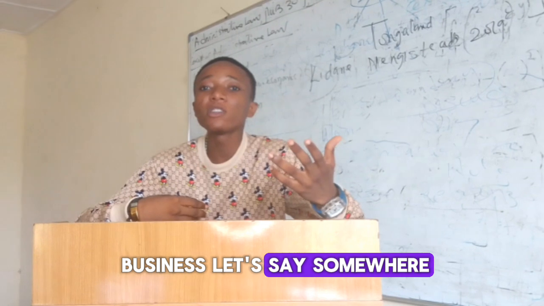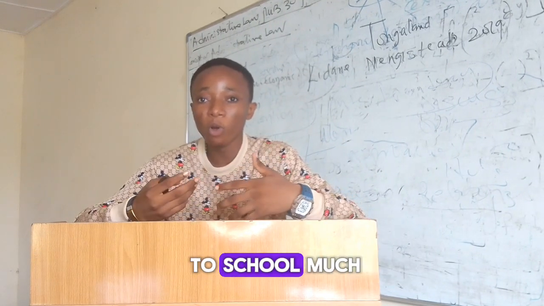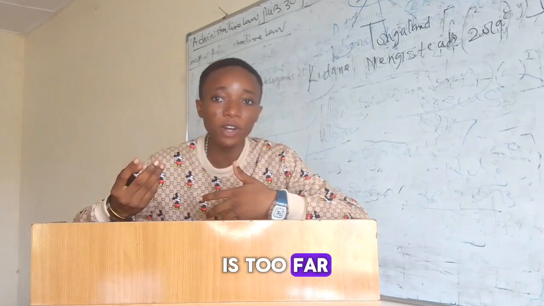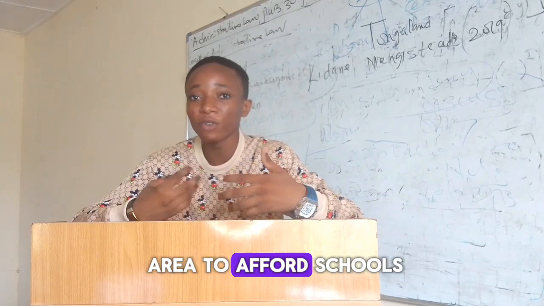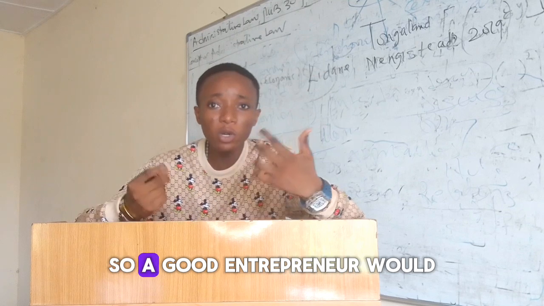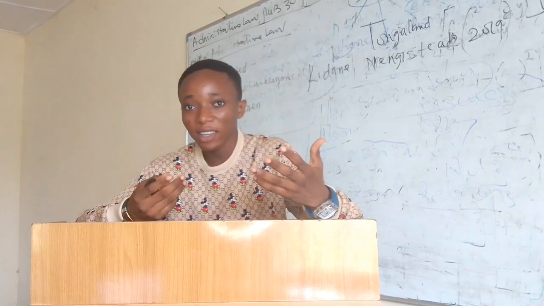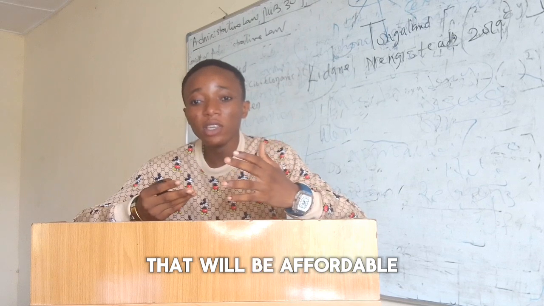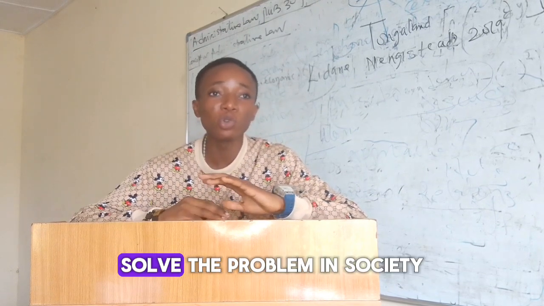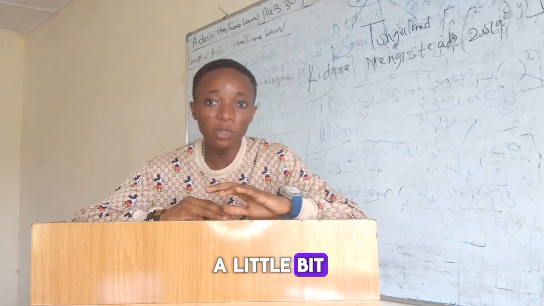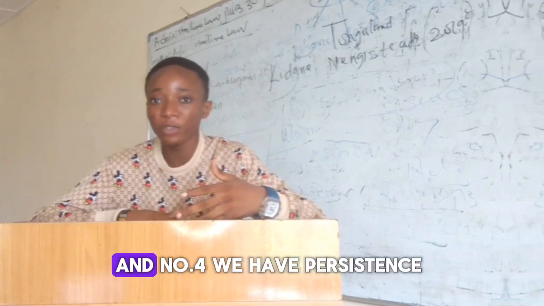Let's say somewhere, somehow, you found yourself in an environment where children don't go to school much because maybe the distance is too far or they don't have much money in that area to afford schools. So a good entrepreneur would think of a way of starting up a lesson that will be affordable for those in the environment. By doing so, he's been able to solve the problem in the society a little bit and able to solve his own problem of maximizing profits.